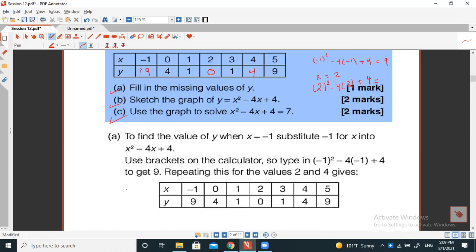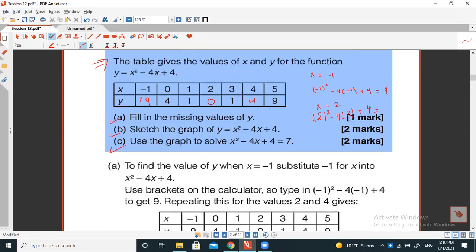You mean the C in the blue box? Yep. Okay, use the graph to solve x power 2 minus 4x plus 4 equals 7. What do you think letter C is related to our question? What do you notice? Exactly, y equals 7. Here you are done, because you know that y equals 7.